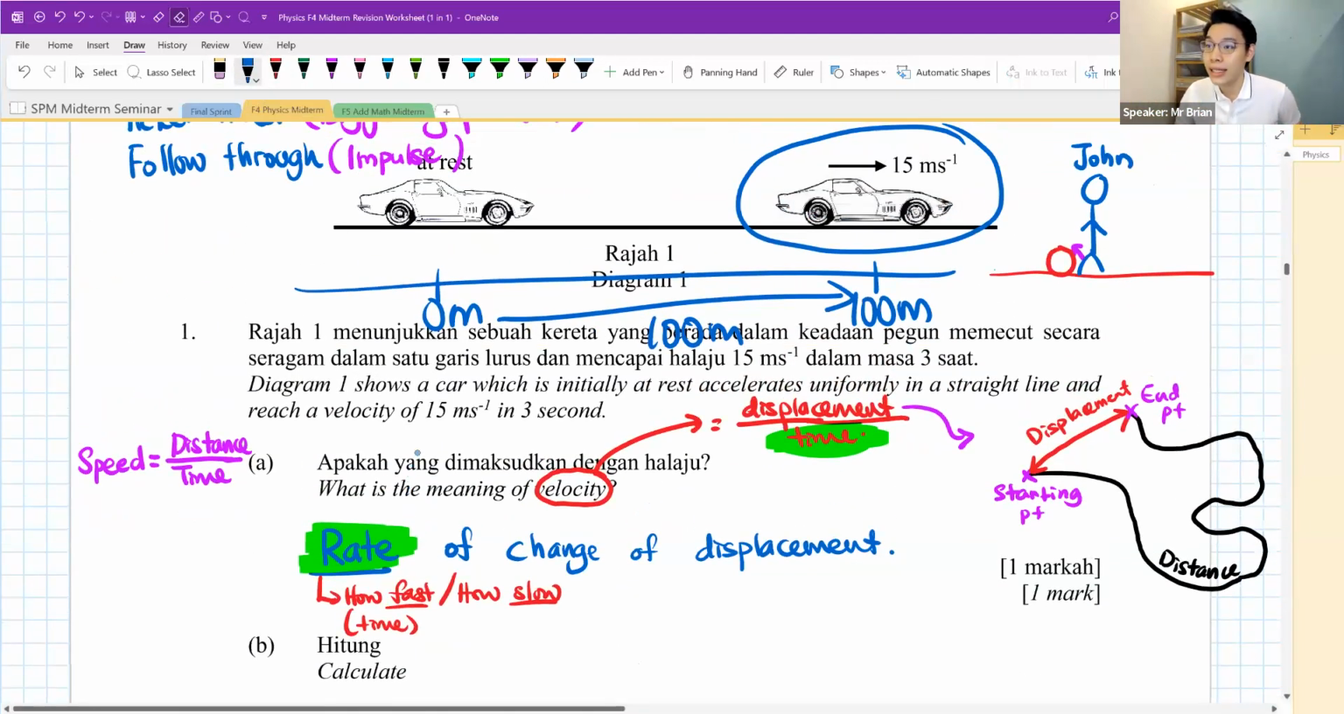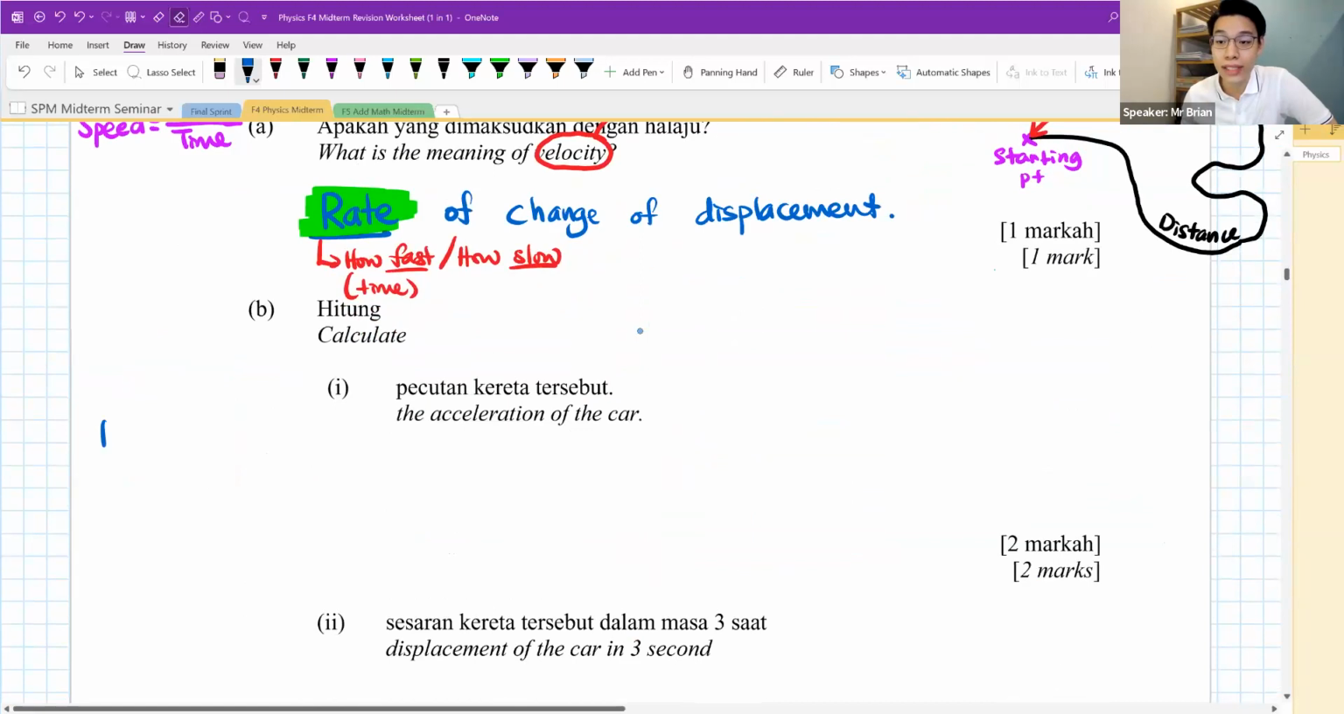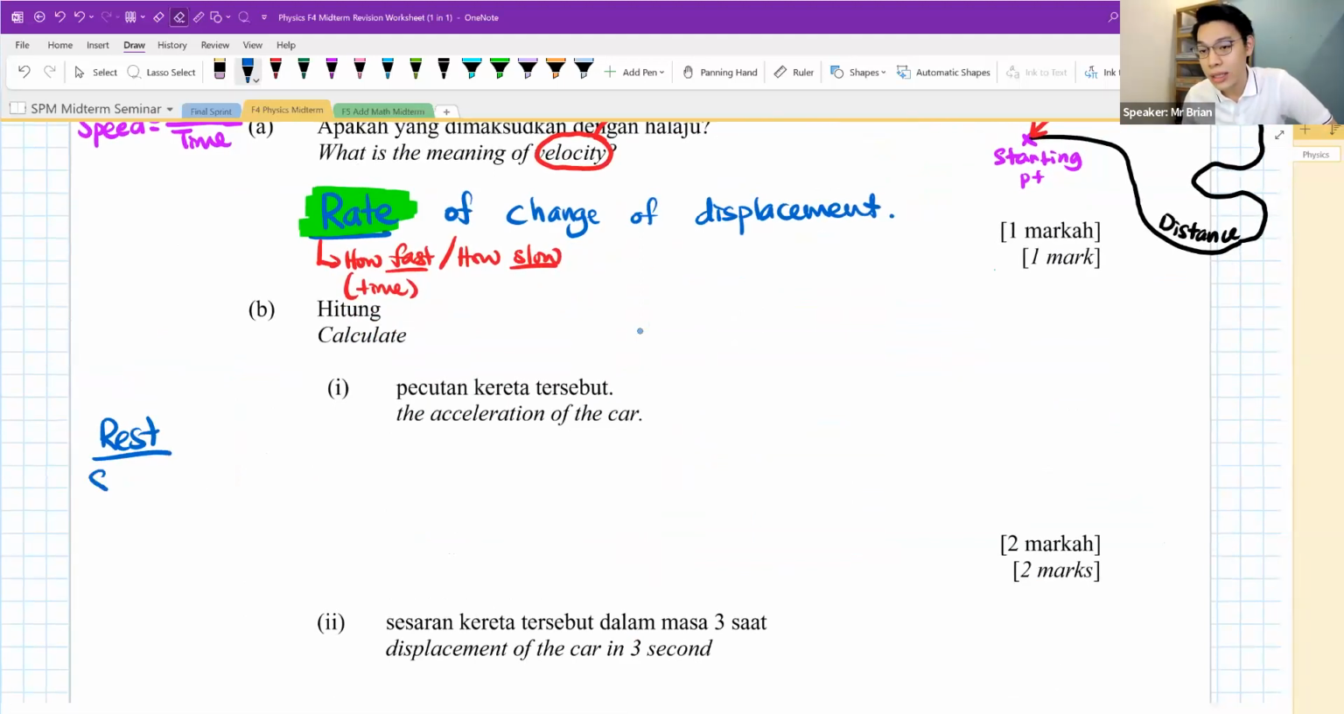So at first, the car is at rest. Quick question. If something is resting, what is the speed or what is the velocity? Yes, it is 0. Very good that you all know this.